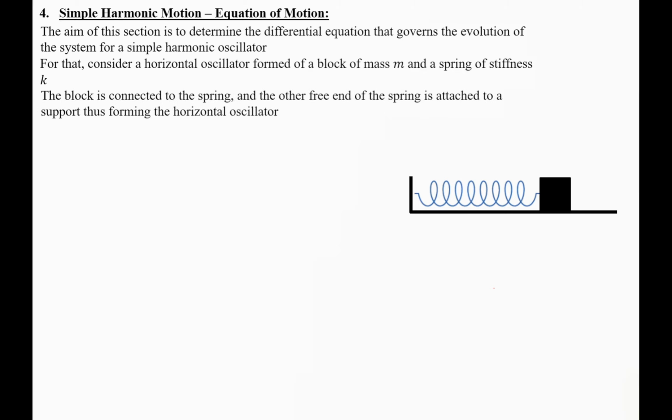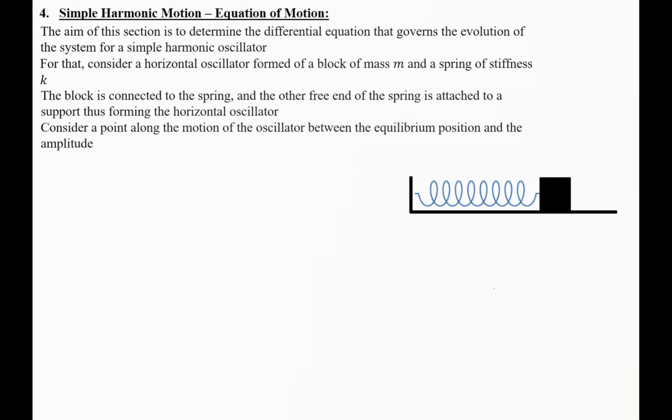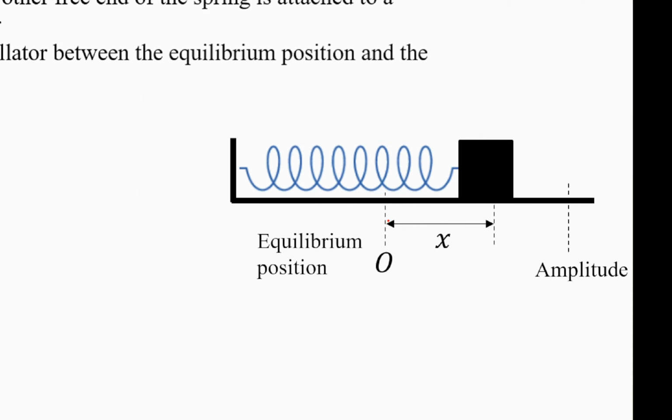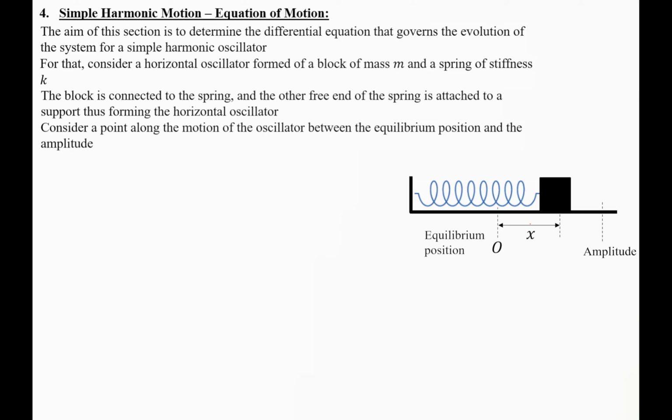For that, consider a horizontal oscillator formed of a block of mass m and a spring of stiffness k. The block is connected to the spring, and the other free end of the spring is attached to a support, thus forming the horizontal oscillator. Consider a point along the motion of the oscillator between the equilibrium position and the amplitude. So that's the equilibrium position in which the restoring force vanishes momentarily, and that's the maximum position to the right reached by the block.